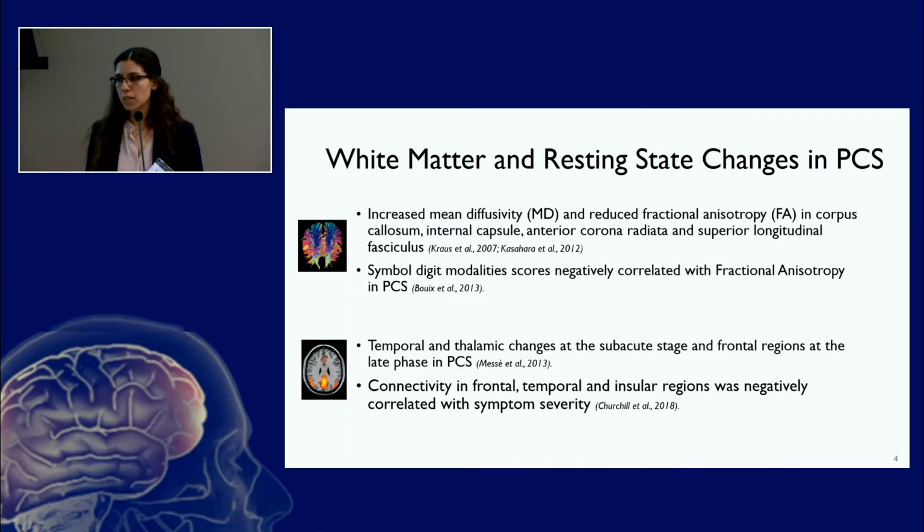At the same time, some people looked at resting state. Resting state is when you get functional MRI while you are lying down and not really involved in any sort of task, but just letting your mind wander. Temporal functional changes at the subacute stages and frontal functional changes at later stages have been shown in post-concussion syndrome, but it's also related to symptom severity.